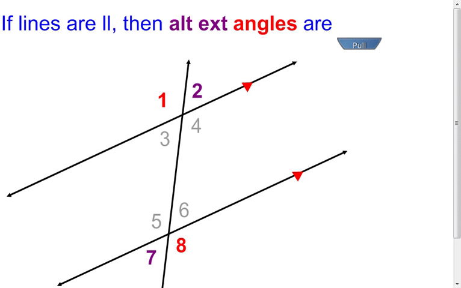My next one, again, parallel lines. So if lines are parallel, then the alternate exterior angles are, well, angle 1 and angle 8. What are we going to know about those two angles? Angle 2 and angle 7, what are we going to know about them? Well, they are going to be congruent.